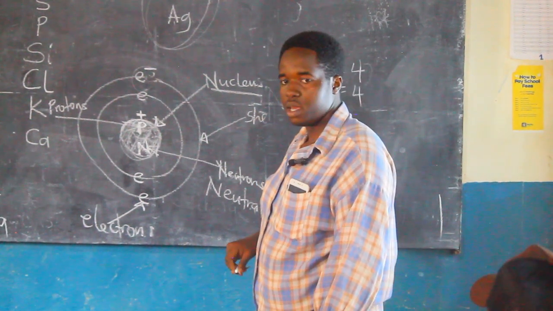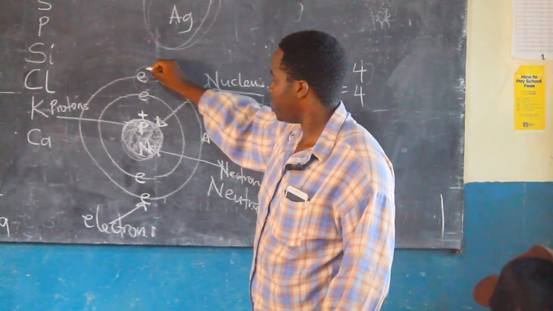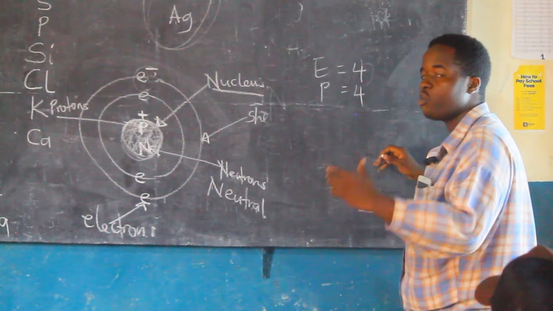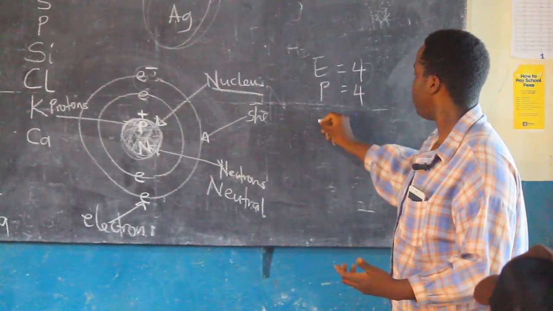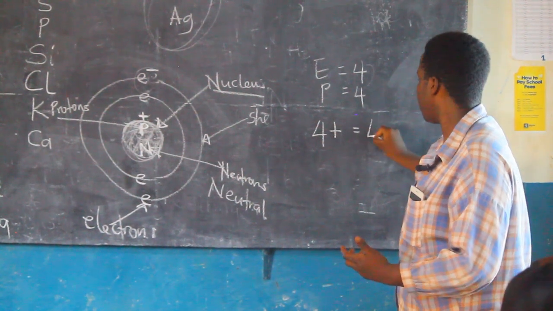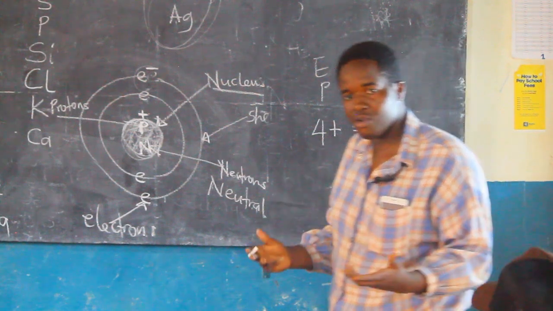Why? Because electrons are negative, protons are positive, isn't it? We have to have an equal balance of positives and negatives. If we have 4 protons, which are 4 positives, they will be equal to 4 negatives. And then our atom will be stable.